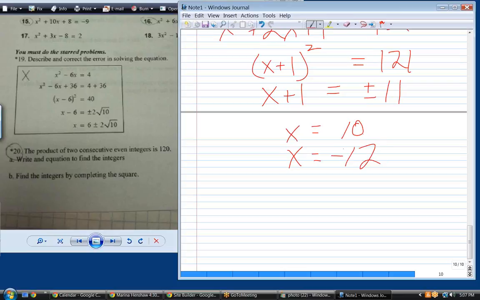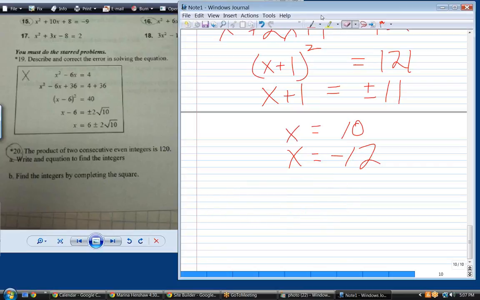Okay, now let's see if both of these answers fit their sentence. If x is 10, what's the next integer? 12, right? In other words, x plus 2 would be 12. So those are my two integers that work. They multiply to give you 120.